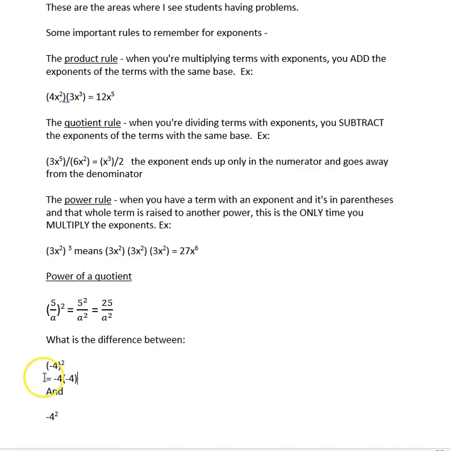I didn't mean to put that there. Let me go back. That is equal to positive 16.